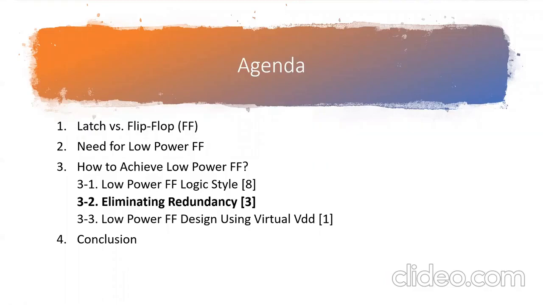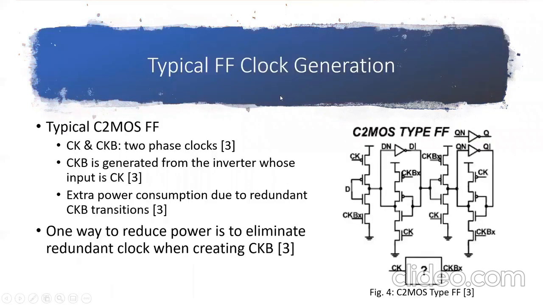Now I'm going to present another low power flip-flop design by eliminating some redundancy in the circuits. Figure 4 shows the typical CMOS type flip-flop. There is a box with the question mark on the bottom of the figure. This is the component that is changed by Shin and Lee.